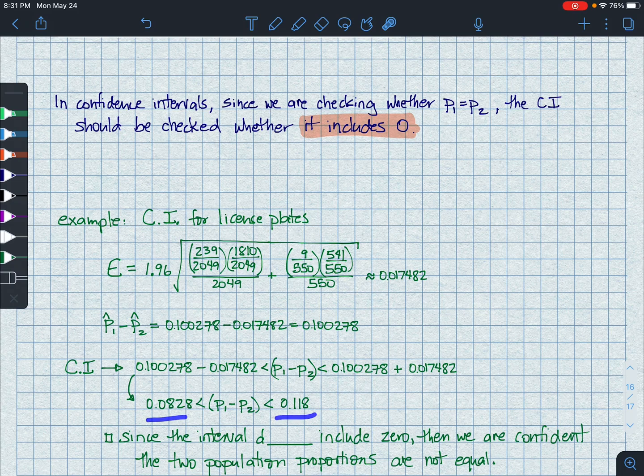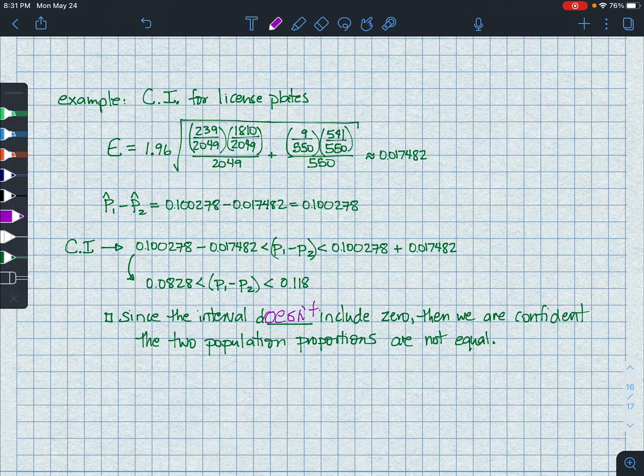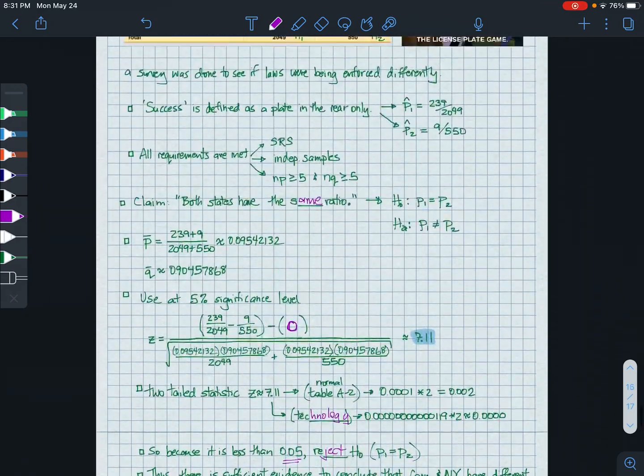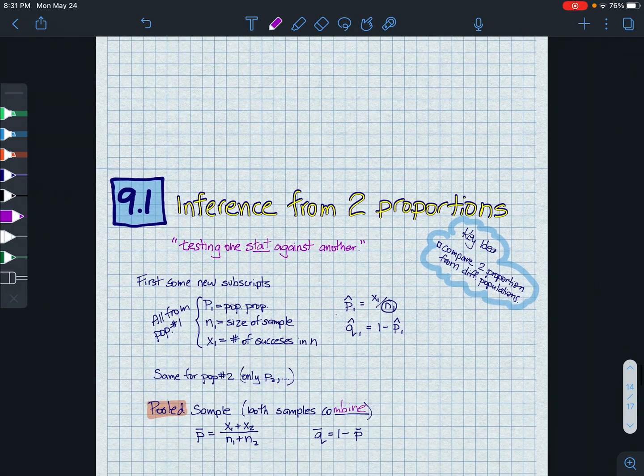And notice here we have between 8% and 11% as the difference between the real population proportions. So we can safely conclude with 95% confidence that the interval does not include 0. And so the 2 population proportions are not equal. So again, that backs up what we came up with earlier. Hope that all makes sense to you. Good luck in doing your only section from Chapter 9.